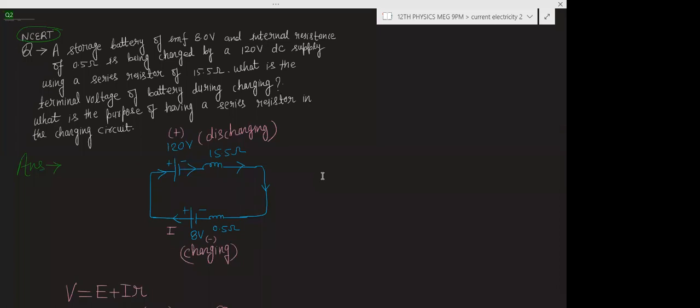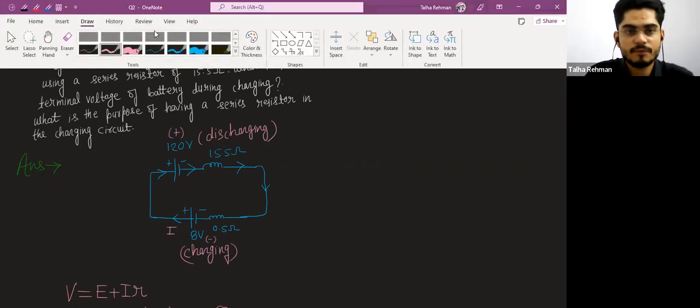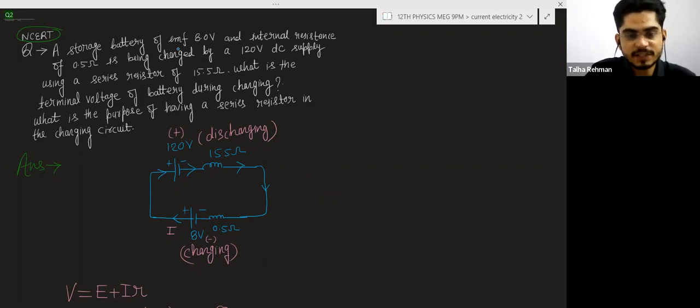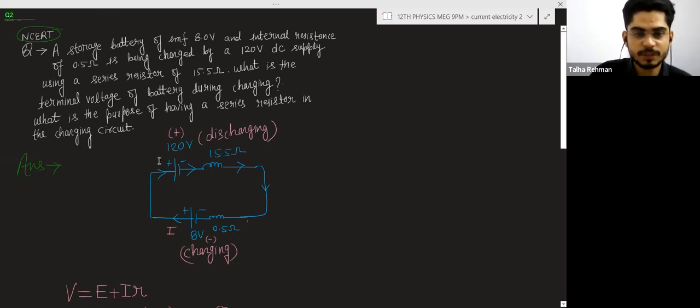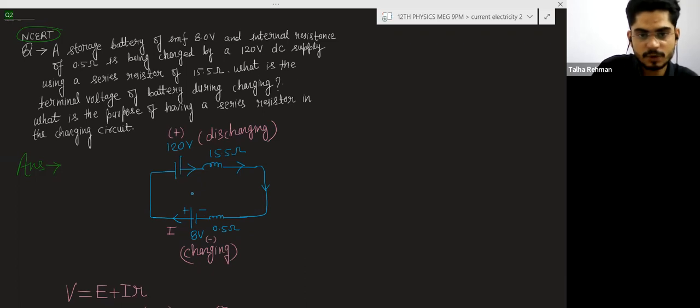But you should remember the direction of current when the cell is charging and when a cell is discharging. When a cell is charging, direction of current will be from negative terminal to positive terminal. Okay, sorry, we have made a mistake. This cell is discharging and this cell is charging. So the direction of current will be like this. Actually, we have to change the polarity here. Here will be negative and here will be positive. So current will be from this positive terminal, this is charging. So current will be like this.